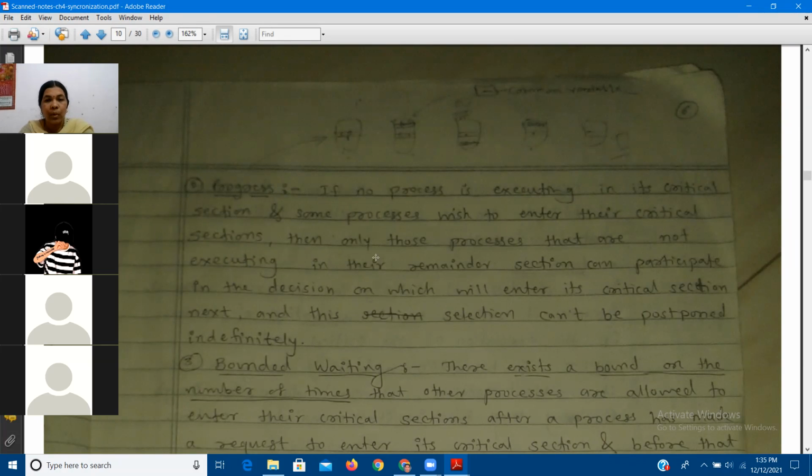So if no process is executing in its critical section and some processes wish to enter their critical sections, then only those processes that are not executing in their reminder section can participate in the decision on which will enter its critical section next. And this selection can't be postponed indefinitely.